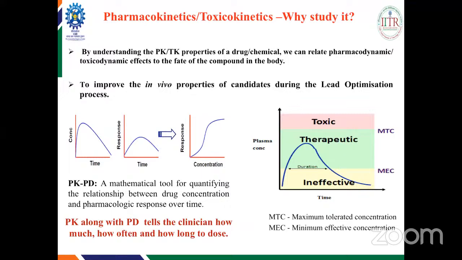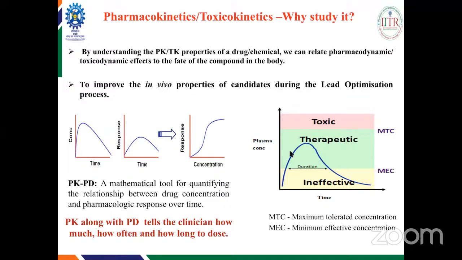Let's say animal studies tell us that this compound is toxic at certain doses. Then definitely for the human clinical trial, we can use some lower doses, because we now understand at what doses we are going to see the toxicity. So this whole understanding of kinetics and dynamics will help you to decide the dose for human beings.